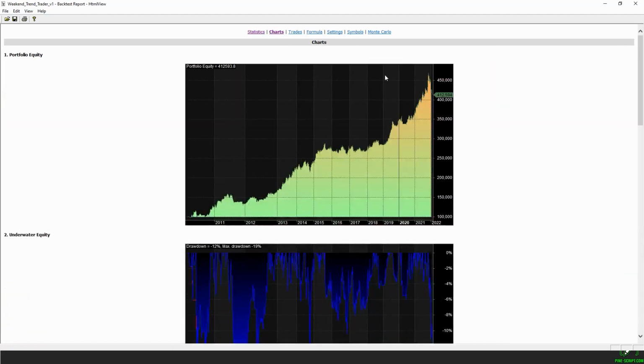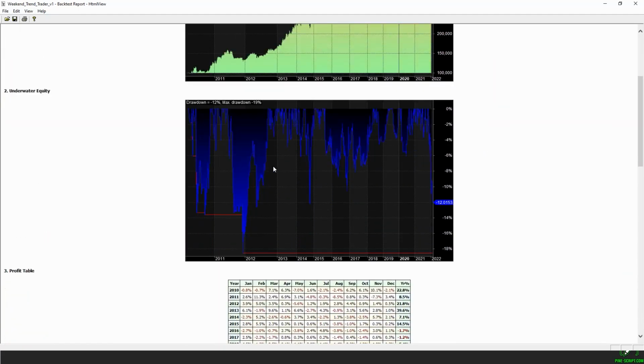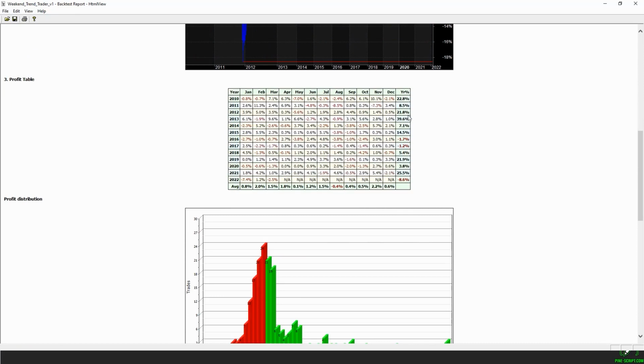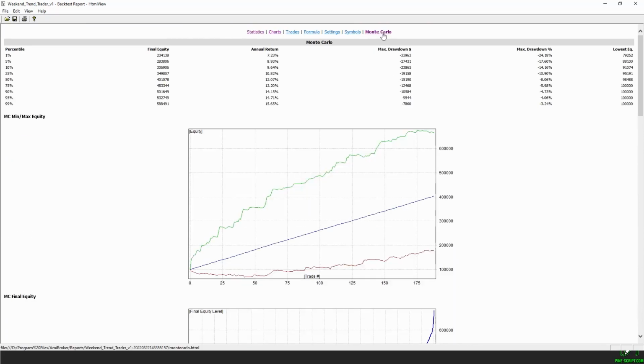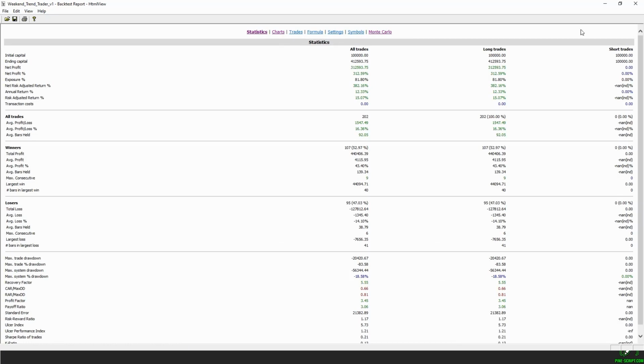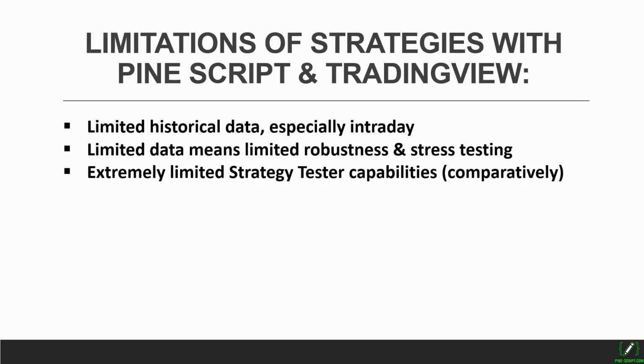I can even open up charts showing my equity curve and underwater equity curve. I can see a yearly chart of my returns over the backtesting period. And I get a lot of advanced metrics here, including Monte Carlo simulations. All of these metrics help me to build a robust trading strategy. It's much more difficult to do that sort of thing with TradingView's tester system and PineScript. It's not impossible, but it is a little bit more challenging. You need to get a little bit more creative.